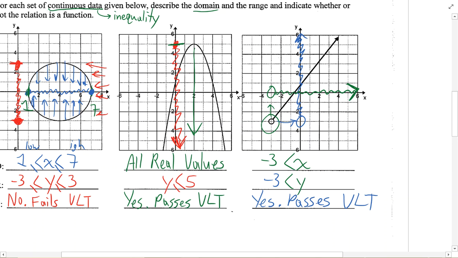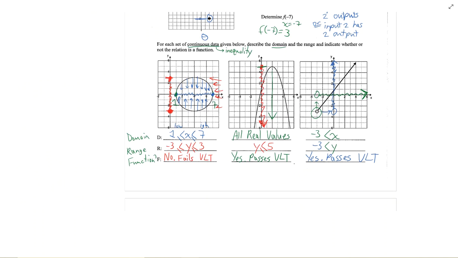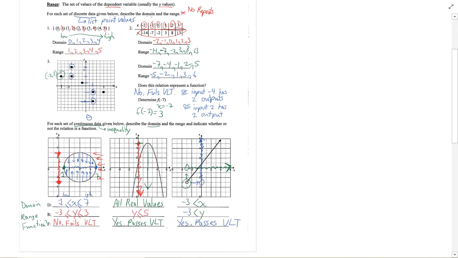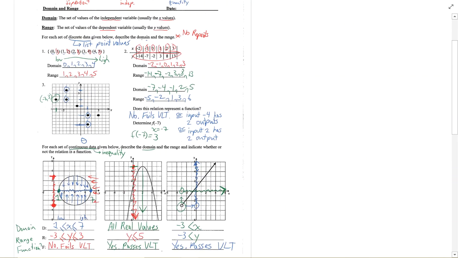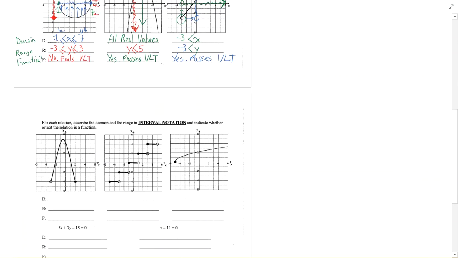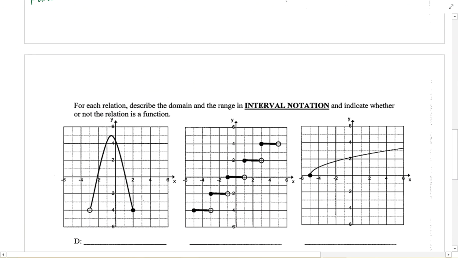Okay? Next, any questions? Okay. So that's the nuts and bolts of domain and range. And then what we're going to do is get into interval notation.